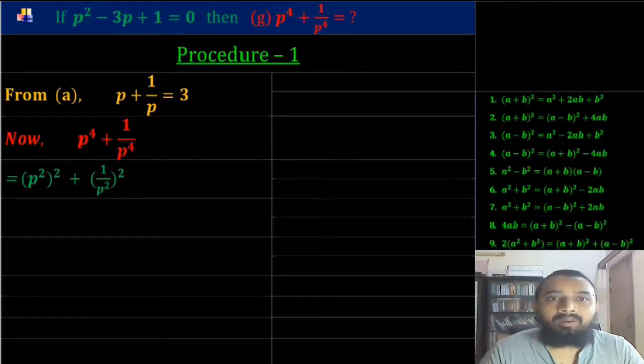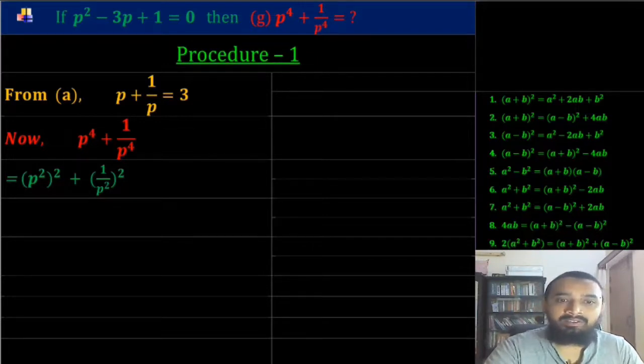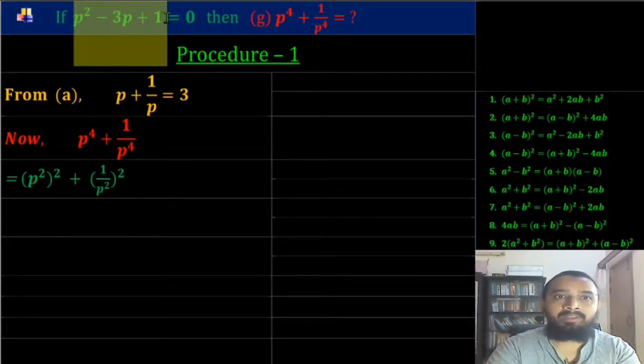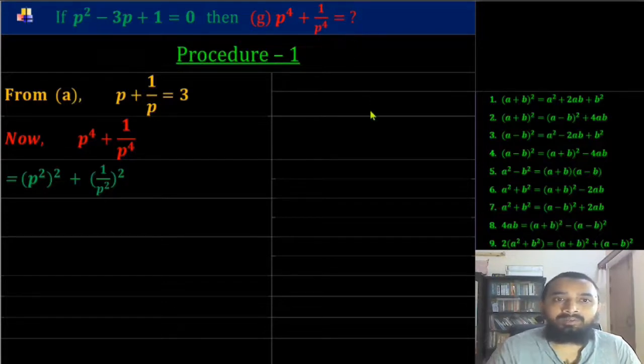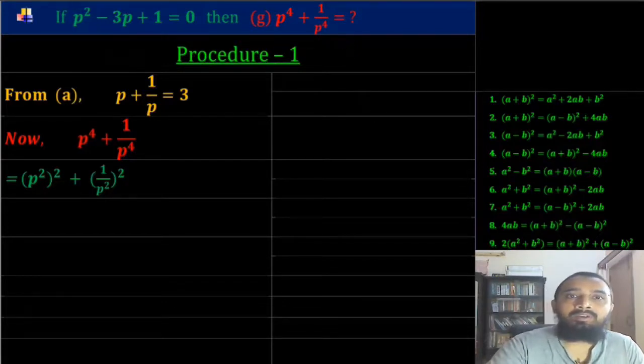In today's tutorial, we're going to solve based on the previous problem. Look here, the same stem is given as you can see on the screen. The stem is p square minus thrice p plus 1 is equal to 0. Based on that same stem, we solved up to f in our last tutorial. So today we're going to start with this one. We are asked to find the value of p to the power 4 plus 1 by p to the power 4.